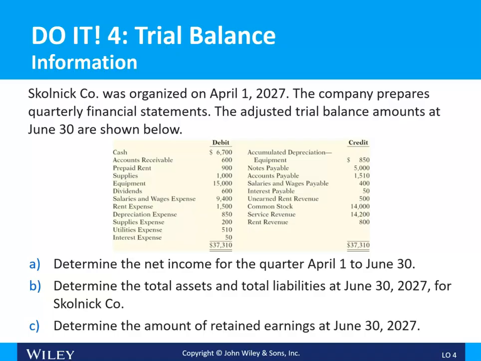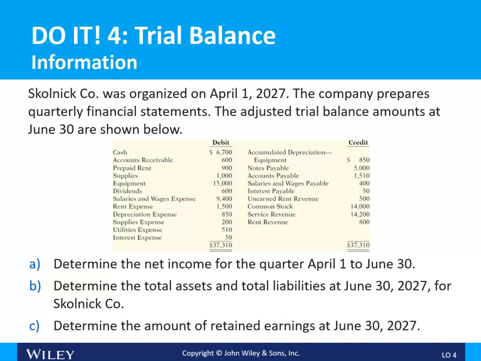So we're going to determine the net income for the quarter, April 1st to June 30th, determine the total assets and total liabilities at June 30th, and then determine the amount of retained earnings at June 30th. Okay, so something to note here. They organized on April 1st.